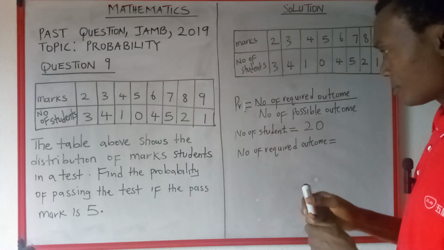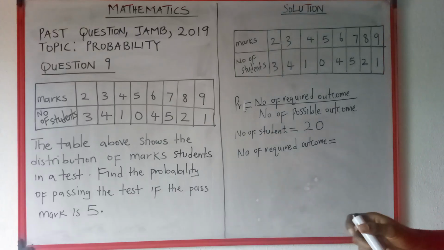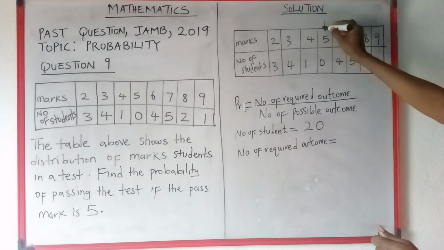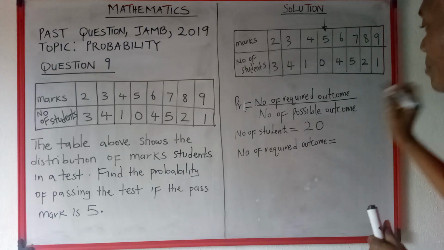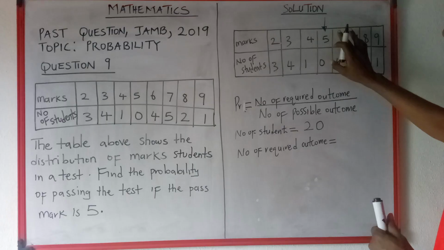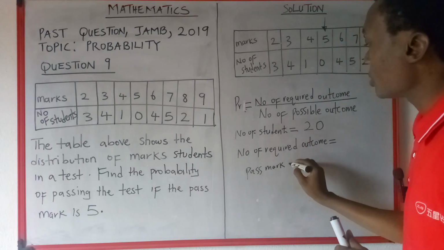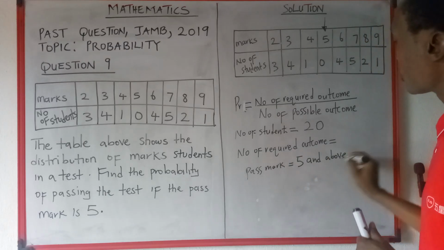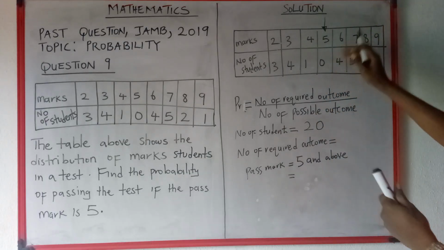Now how do we get it? It says if the pass mark is 5, so you go and trace the mark. Where's our pass mark? So this is our pass mark. Pass mark is 5, so 5, 6, 7, 8, 9. It means that pass mark means what? 5 and above. So what are the numbers that are 5 and above, and the students that are under that 5 and above?